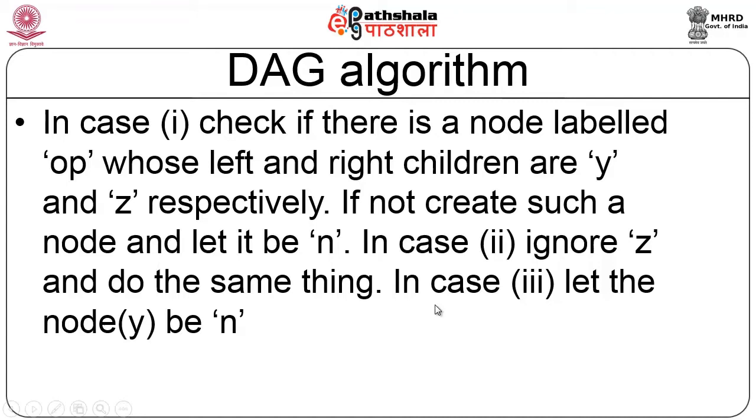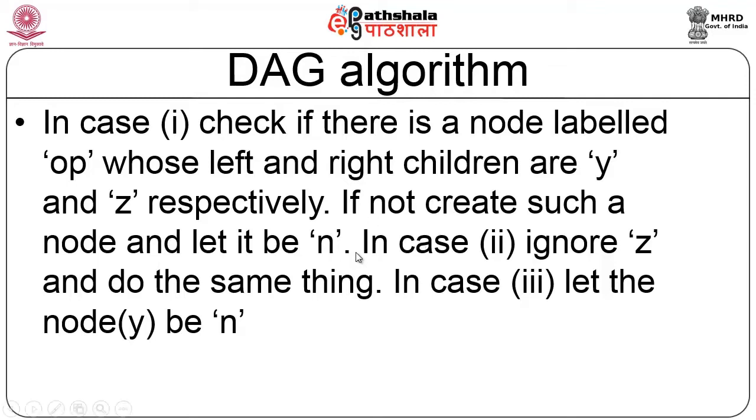You have to check whether there is a node available, a node with operator op, whose left and right children are respectively y and z. If it is there, you simply assign the LHS value as a label to the corresponding node. You are not recreating the subtree, not recreating a branch, not recreating any new node. If it is already there, you simply assign it the tag alone. If it is not there, then you create an interior node with operator op, whose left and right children will be y and z. So you create that particular node.